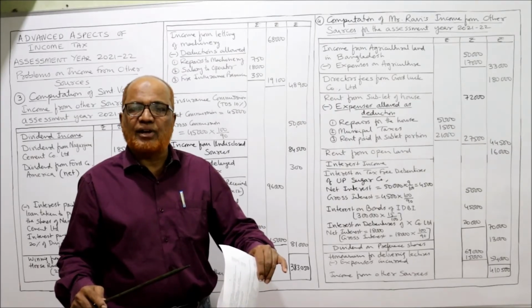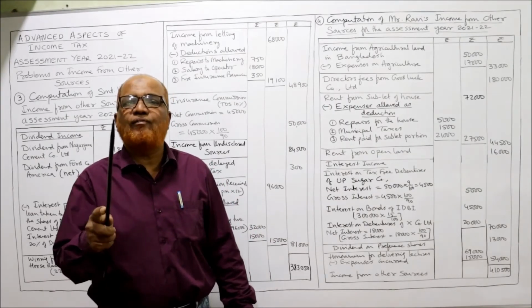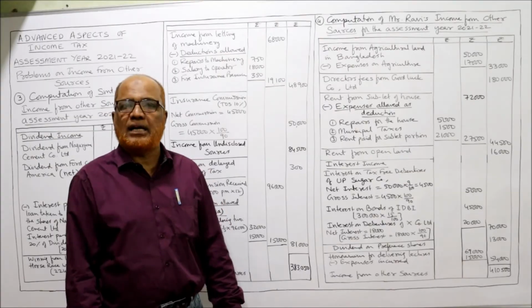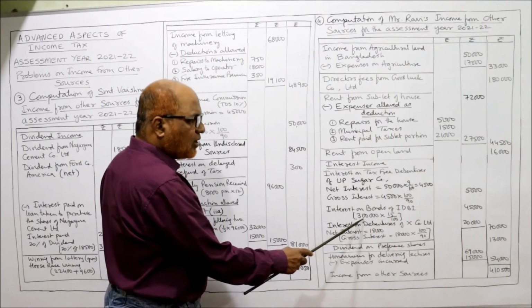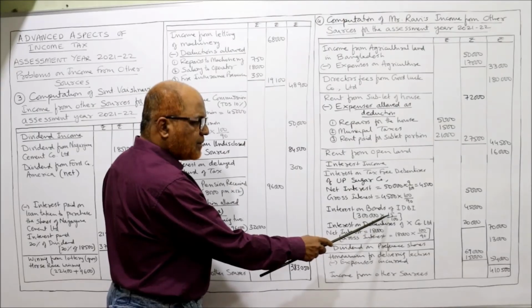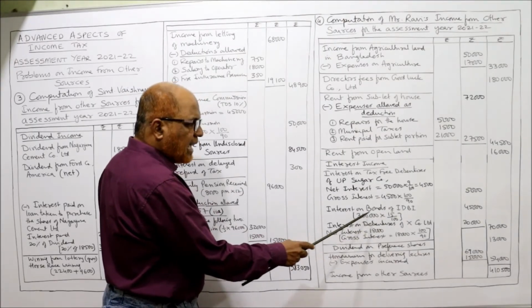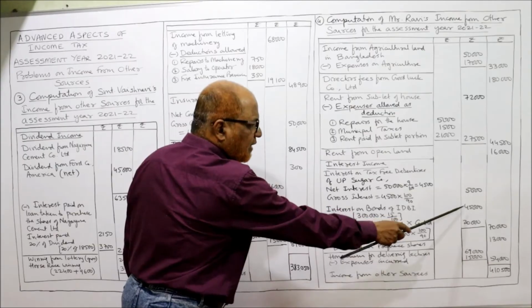Directly we will get the gross interest. The gross interest is equal to face value into rate by 100. What is the face value of the bonds? 3 lakh. And what is the rate of interest? 15%. So 15 by 100. 3 lakh into 15 by 100, 45,000.